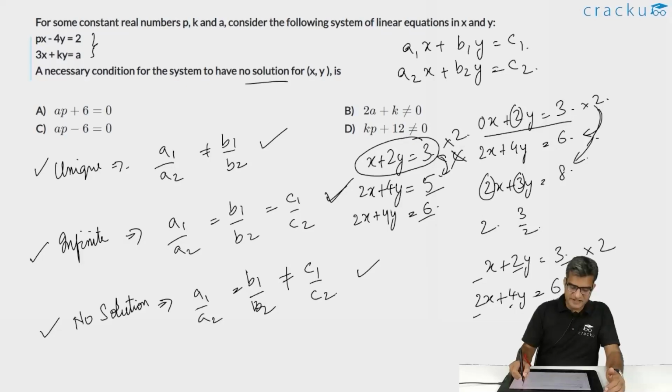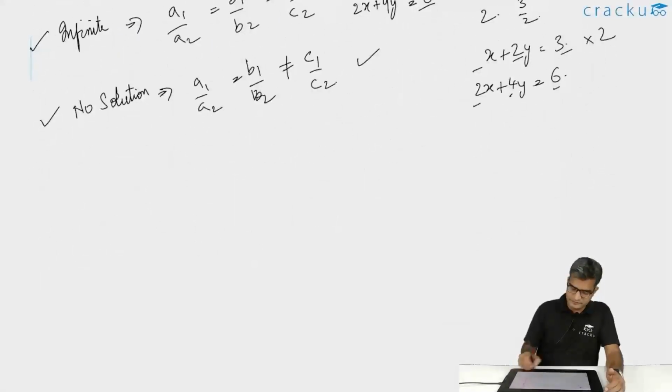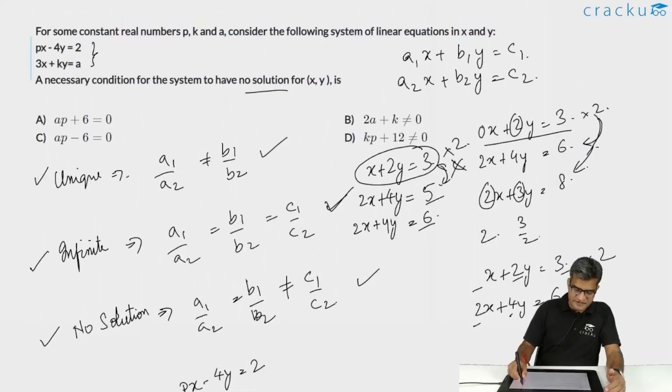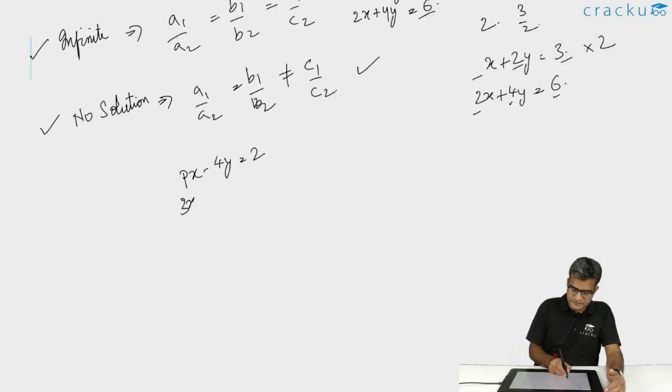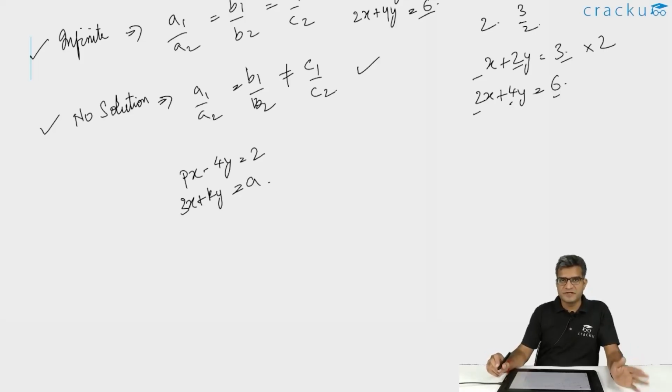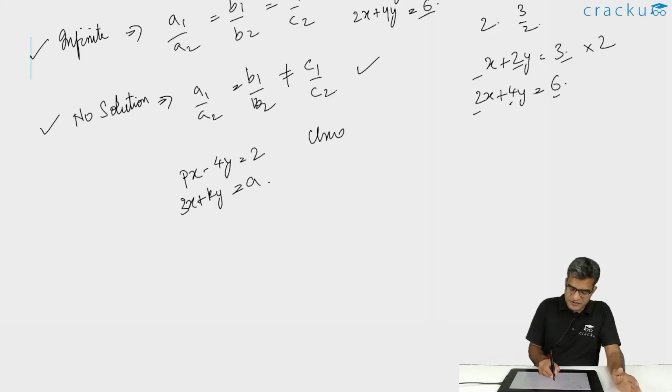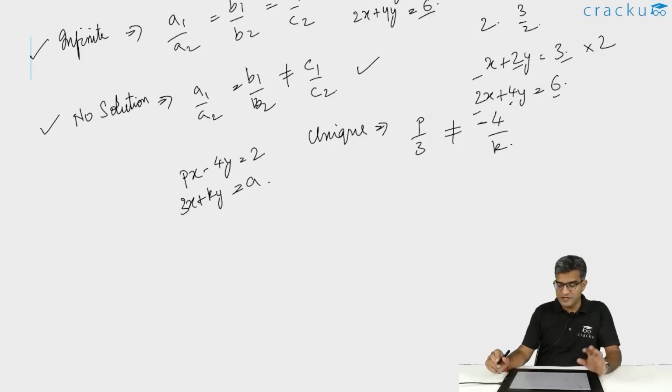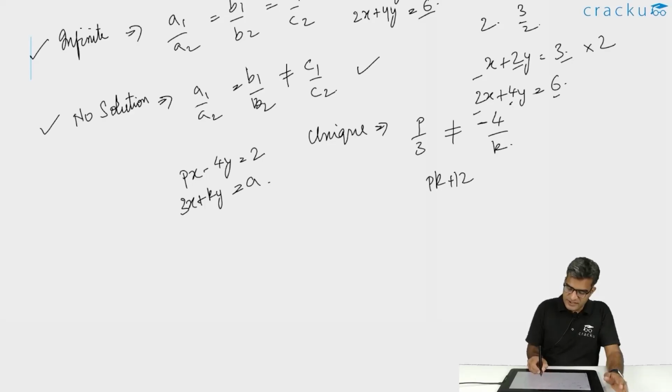Here we are told that px minus 4y is equal to 2. This is one equation, and the second equation is 3x plus ky is equal to a. Now when does this have a unique solution? This will have a unique solution if the ratio of the coefficients of x and y are not the same. So this will have a unique solution if p by 3 is not equal to minus 4 by k. If p by 3 is not equal to minus 4 by k, this will have a unique solution. That is basically if pk plus 12 is not equal to 0, then it will have a unique solution.